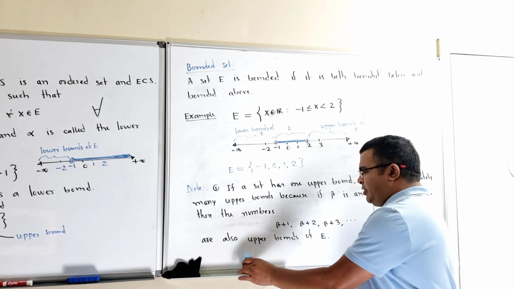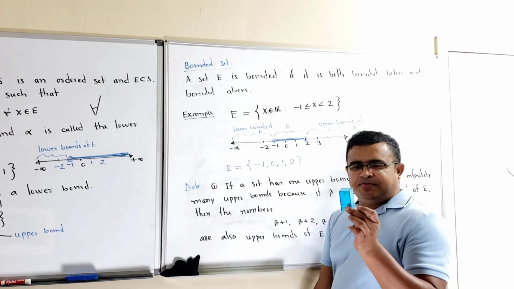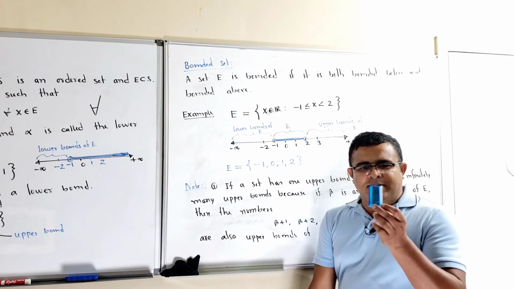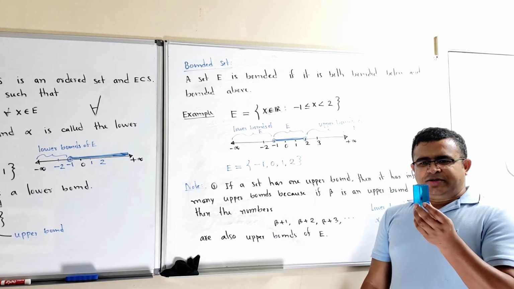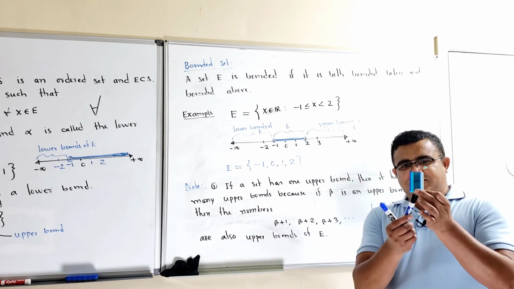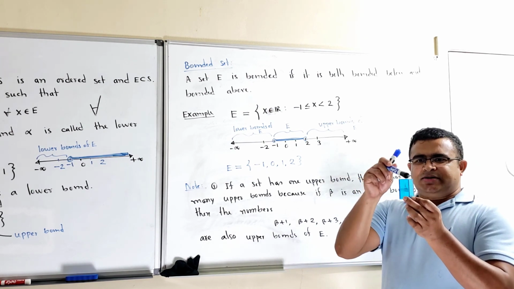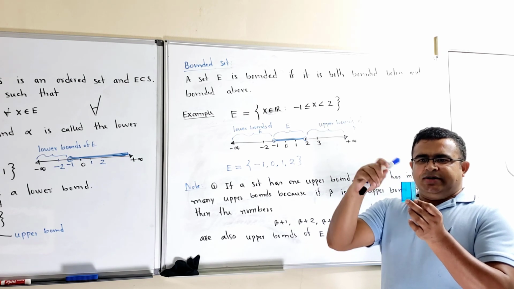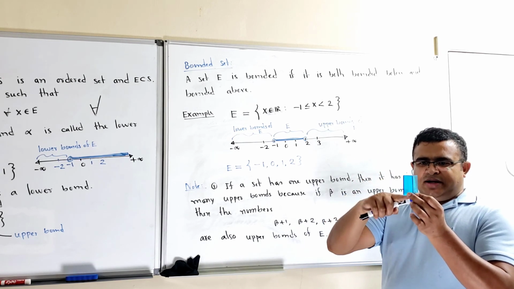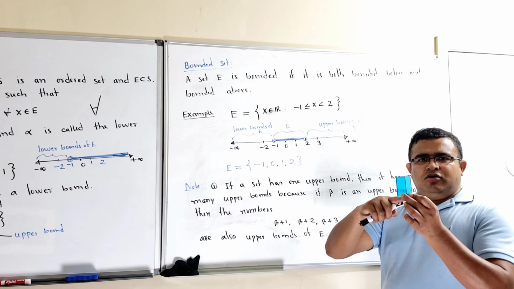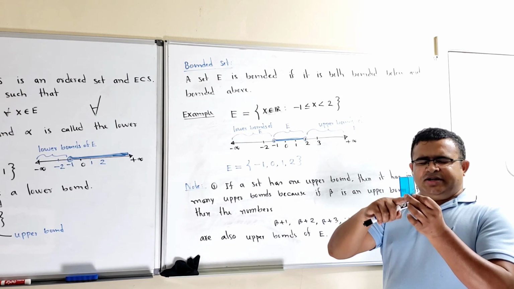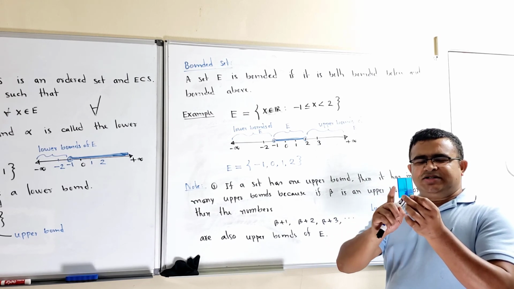Now, in the real world, suppose this one. This is a three-dimensional object. What would be its lower bound? The lower bound is this one, and the upper bound is that one. This surface is the upper bound, and that surface or plane is the lower bound. So it has both upper and lower bounds, so it is a bounded set.